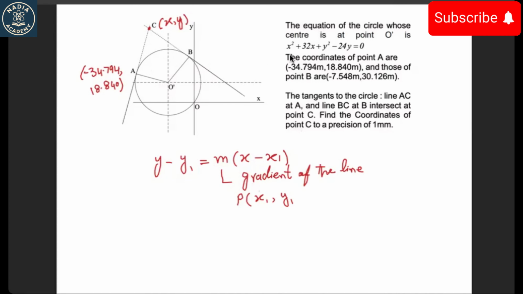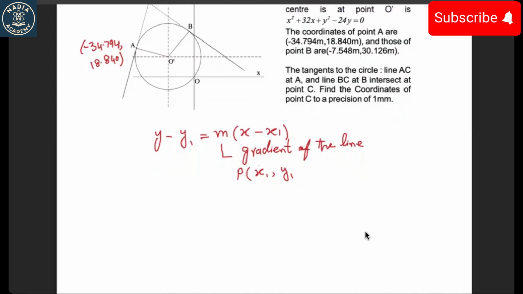Okay, now we have given the equation of the circle. From the equation of the circle, we can very easily find the coordinates of the center. How can we do that? For example, here, the equation of the circle is x squared plus 32x plus y squared minus 24y is equal to 0. So this is the equation of the circle.